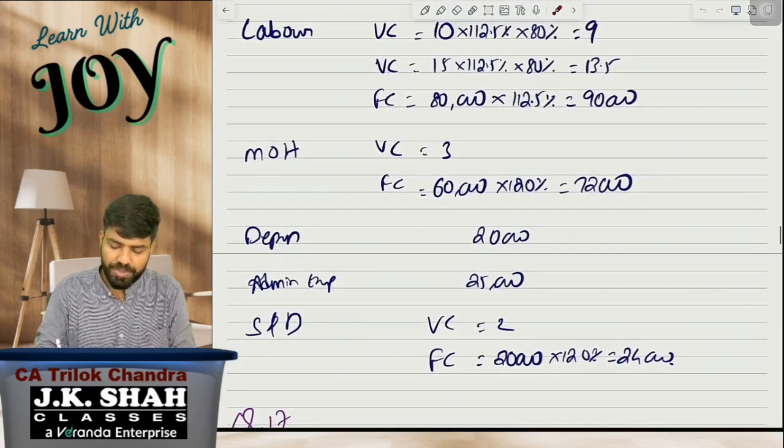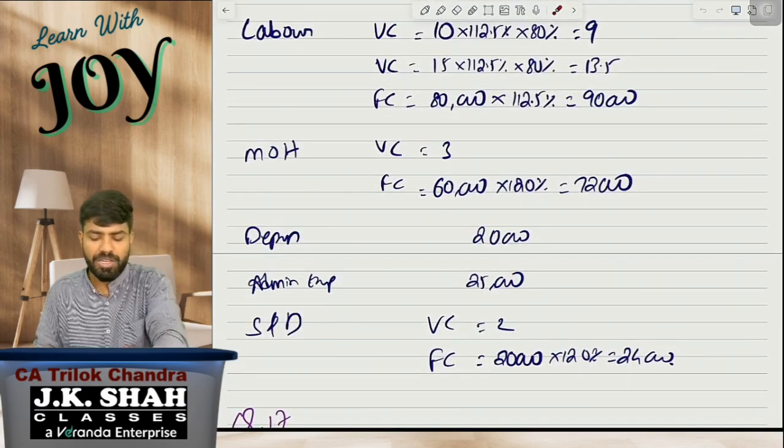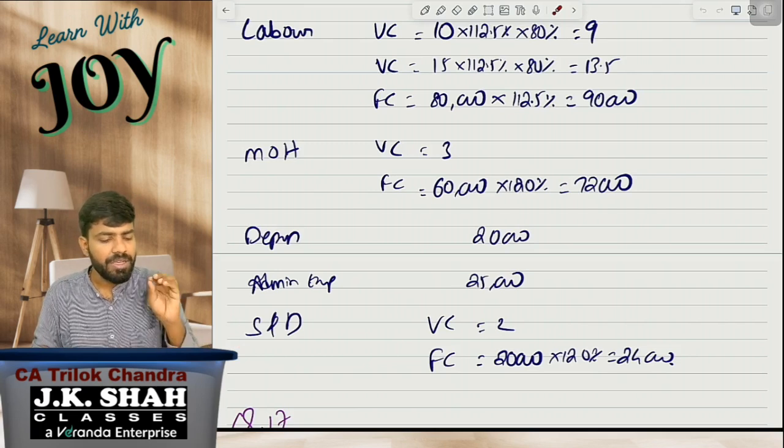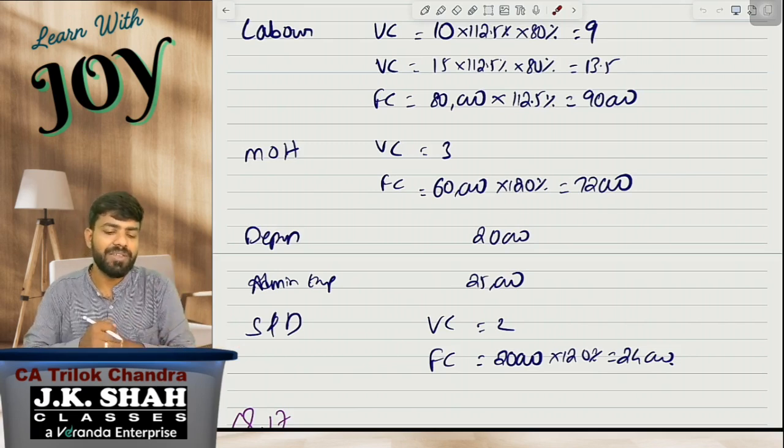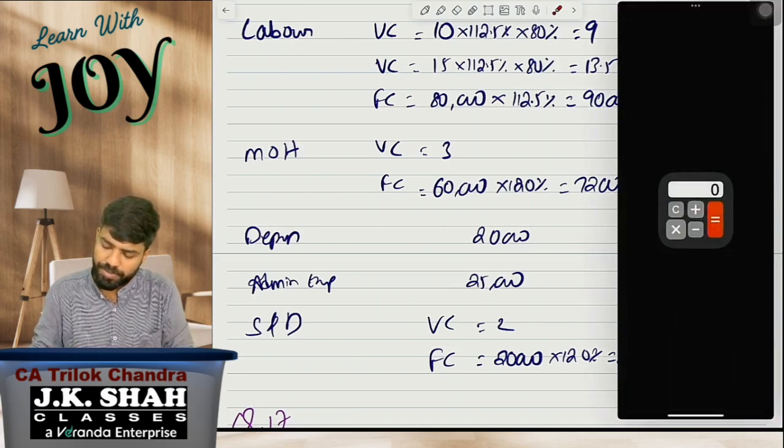So these are the cost elements. This is the answer for the first requirement. Are you understanding? Look at the solution.